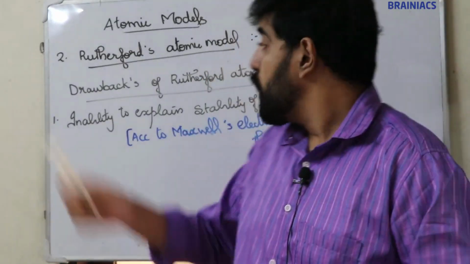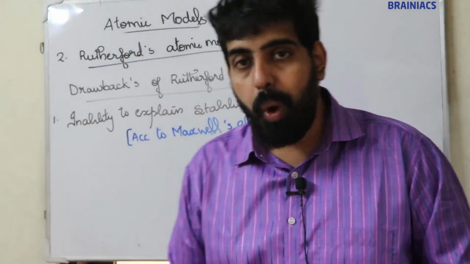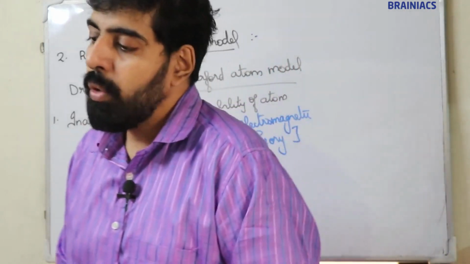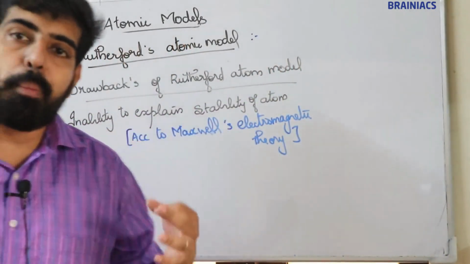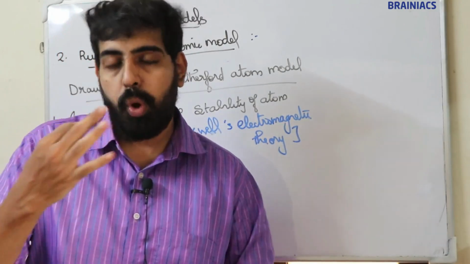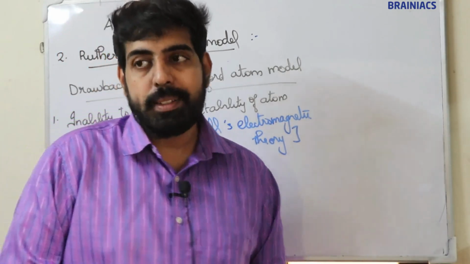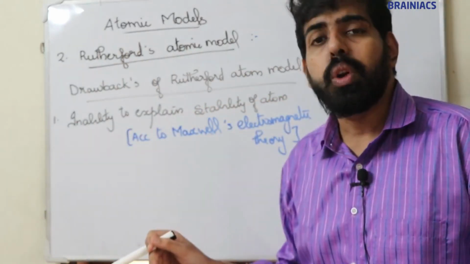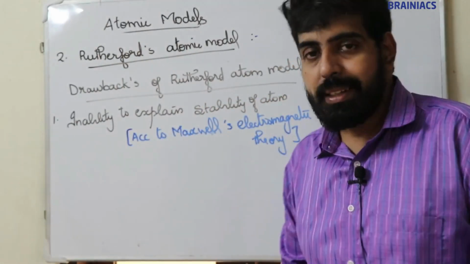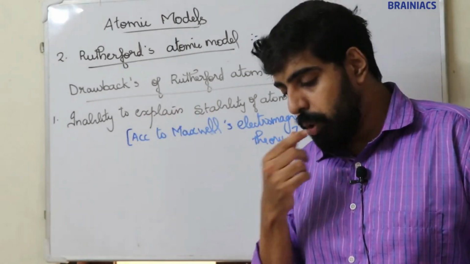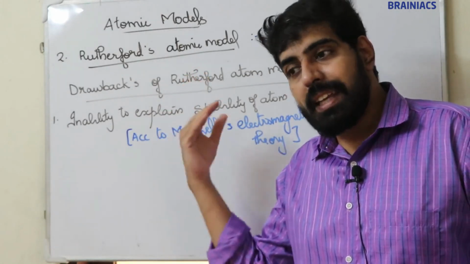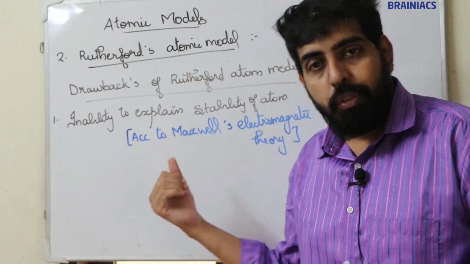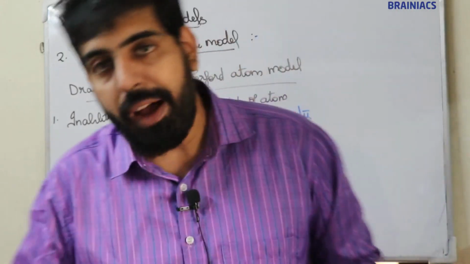Moving on to the next topic, drawbacks of the Rutherford atom model. Now I'm going to point out 3 drawbacks of the Rutherford model. The first drawback is the inability to explain the stability of the atom according to Maxwell's electromagnetic theory.